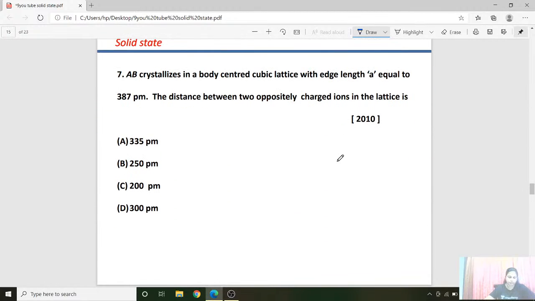Okay, go to the next question. AB crystallizes in BCC, body centered cubic lattice, with the edge length A equal to 387 picometer. The distance between two oppositely charged ions in the lattice is. So AB crystallizes in a body centered cubic lattice with the edge length A equal to 387 picometer. You have to find out the distance between oppositely charged ions.